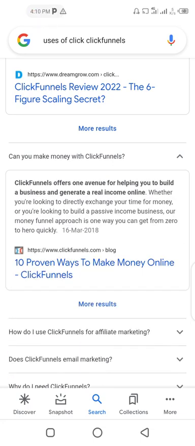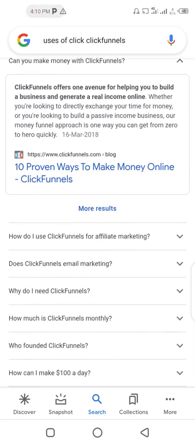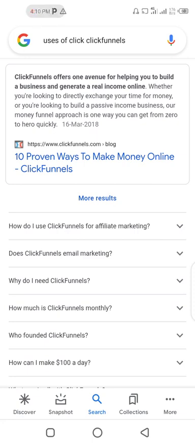Can you make money? ClickFunnels offers one avenue for helping you build a business and generate a real income online. Whether you are looking to directly exchange your time for money or looking to build a passive income business, this approach is one way you can get from zero to hero quickly.